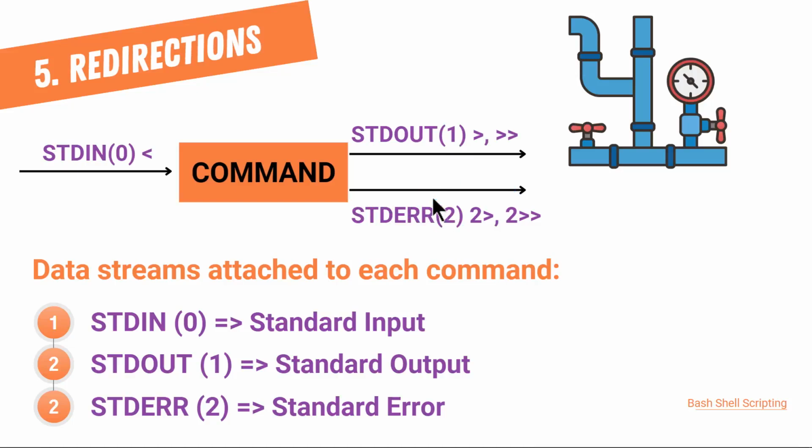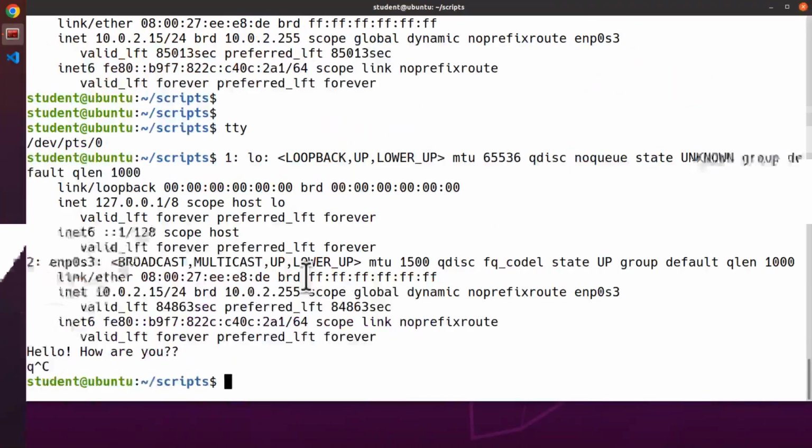If we place a number before the greater than operator, then it will redirect to that stream. If we don't use the number, like we have been doing so far, then it defaults to stream 1, which is standard output. Let's see some examples.